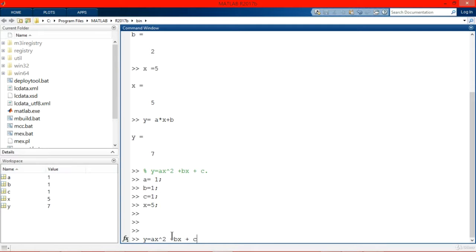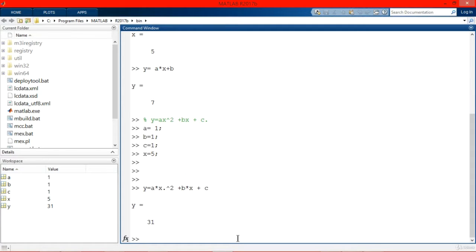So we know about ax, and to make square we'll use caret, and also we'll use dot sign for caret to avoid any issue. Next, bx will add a multiplication sign, and press enter. We'll have our result.